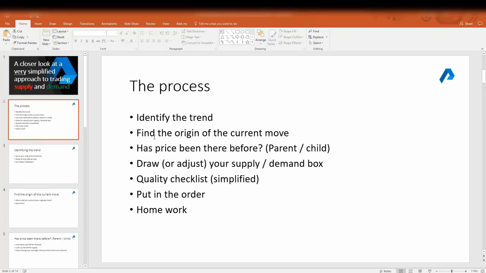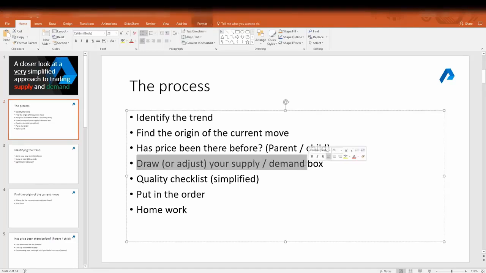Often, if you're really good at identifying supply and demand, you'll be able to find good entries, and then maybe price will come, stop you out, and then move back in the direction that you're expecting. This will help avoid that, and it'll help increase the likelihood of you being in the trade while it's moving towards your target. Then we simply draw the box on the chart, so we know if we should be buying or selling and where. We have our quality checklist, which we'll have a look at, and putting the order in, and that's it.